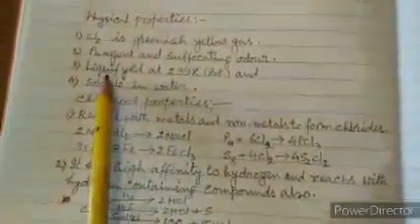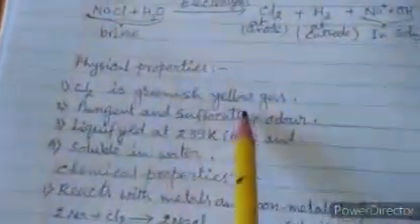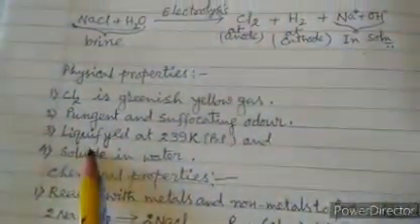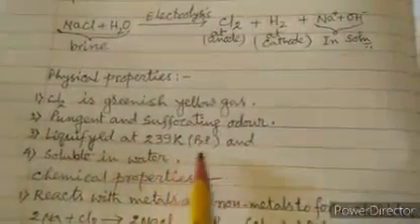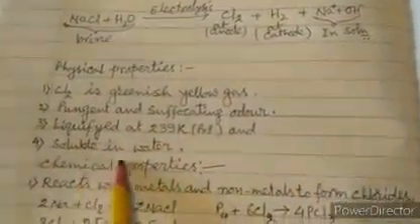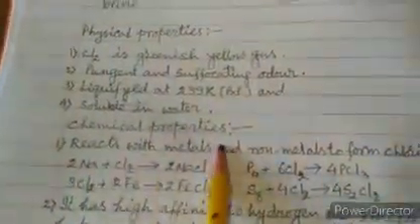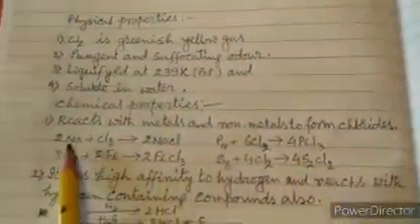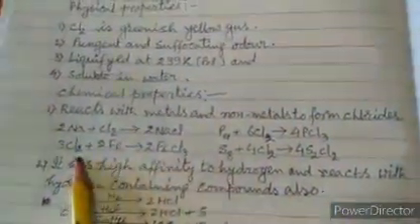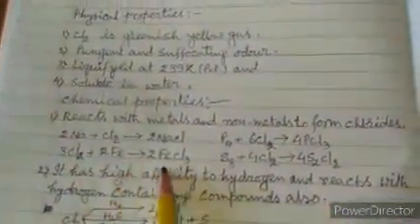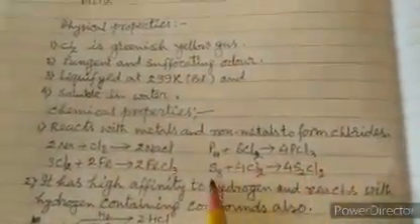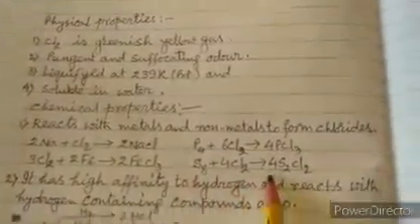Now, the physical properties. Chlorine is a greenish yellow gas with a pungent and suffocating odor, liquefied at 239 K boiling point and soluble in water. Chemical properties: it reacts with metals and non-metals to form chlorides. 2Na plus Cl2 gives 2NaCl, 3Cl2 plus 2Fe gives 2FeCl3, P4 plus 6Cl2 gives 4PCl3, S8 plus 4Cl2 gives 4S2Cl2.